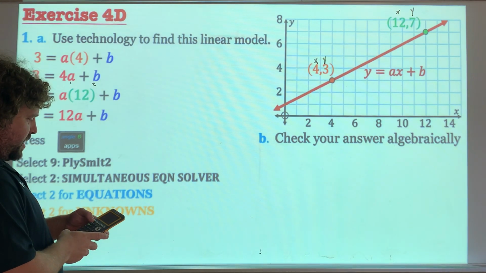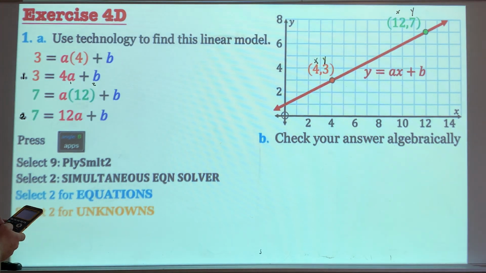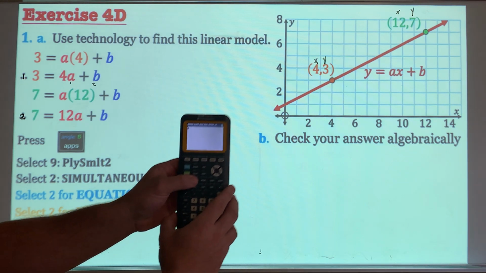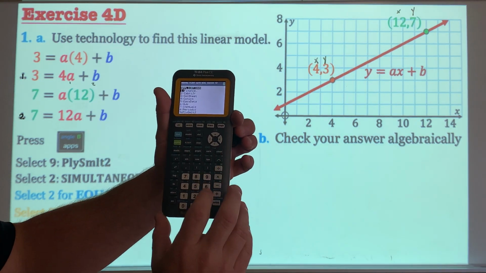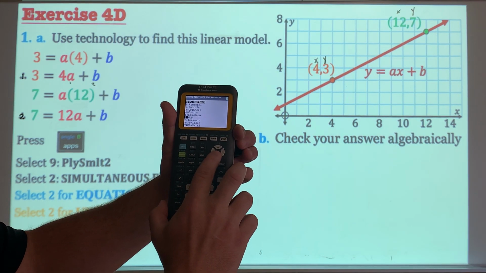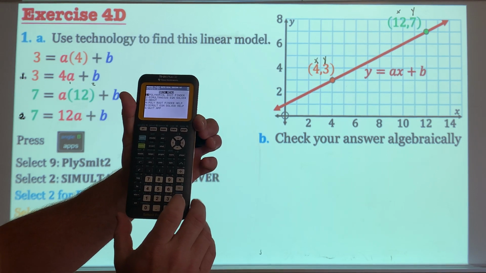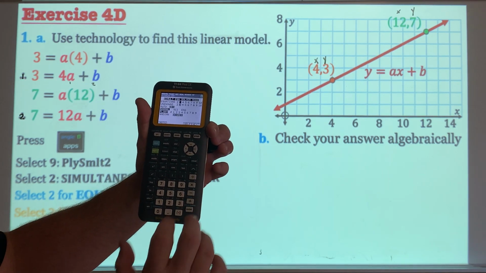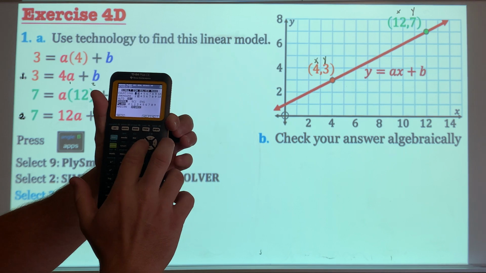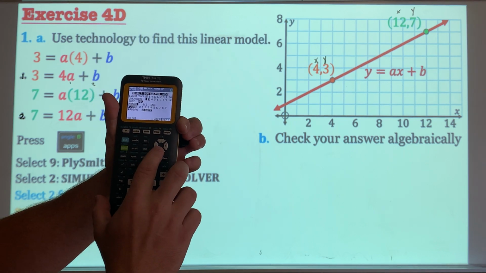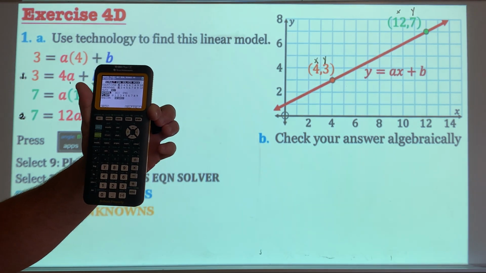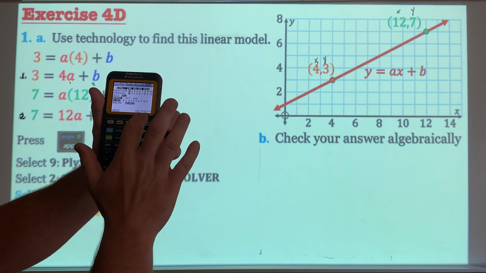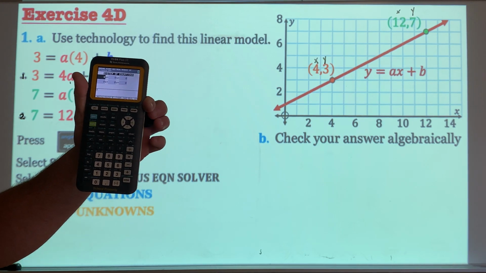This is the last time I'm doing this on the calculator. You hit the apps button once again, hit number 9, and go down. I'm going to go down to it. All right, enter. You're going to go to number 2. Now for the equations and the unknowns, you're going to go over to 2, hit enter. Slide down to 2, hit enter. 2 and 2. Everything else is good. Hit the next button. And notice it looks a little different now.